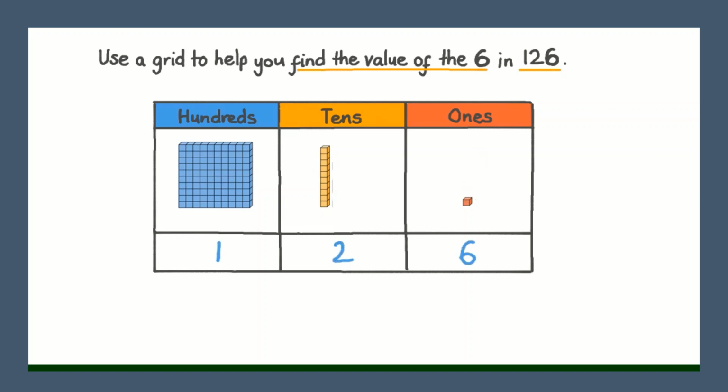126. Rather than having just one block in each column, should we try to make the number? We already have 100, so that can stay the same. But we'll put in 1 more 10 so that we've got 2 tens, and 5 more ones will give us 6 ones. By using the place value grid to help us, we can see where the digit 6 is. It's in the ones place, isn't it? And because it's in this position, we know what the 6 is worth. The value of the 6 in 126 is 6 ones.